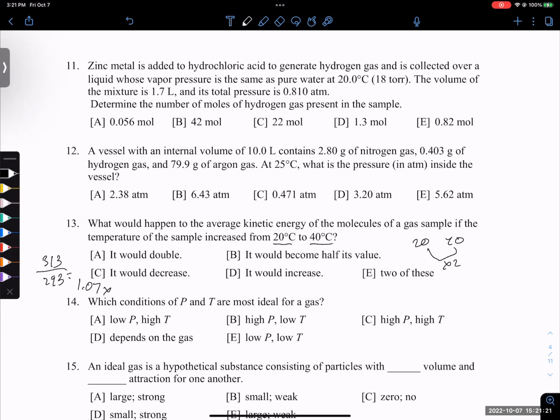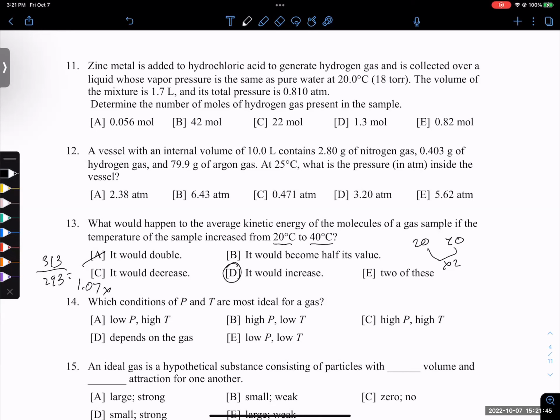So it wouldn't be double, because if you divide out your kinetic energies, you'll see it's actually increasing by a factor of 1, not a factor of 2. So a general rule of thumb: if it doesn't double, but we know it increases because it's a positive number. So that's why D would be the correct answer. It would increase.